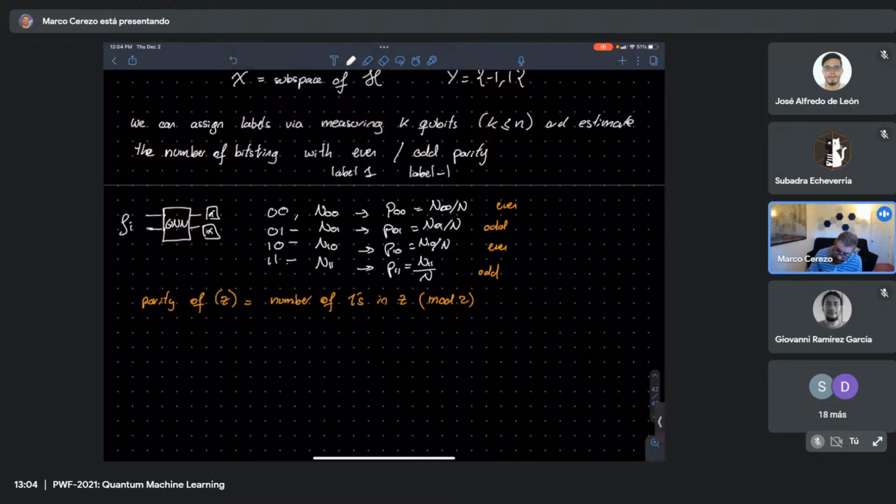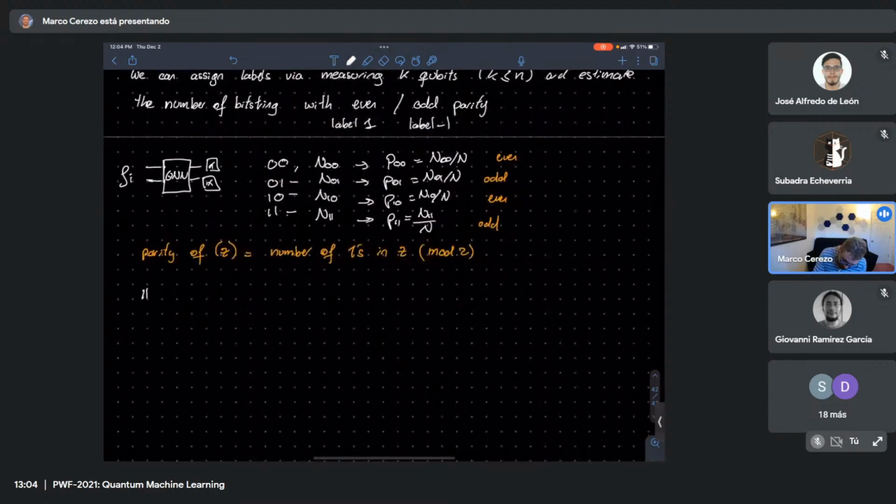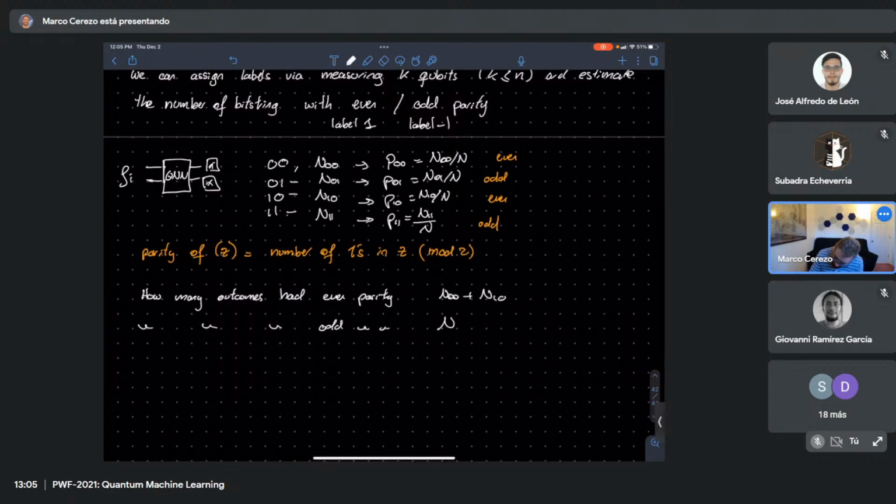So in this case, all that we have to do is we say how many outcomes had even parity. Well, that's just going to be n 0,0 plus n 1,0. We can ask the same question, how many outcomes had odd parity, and that's just going to be n.